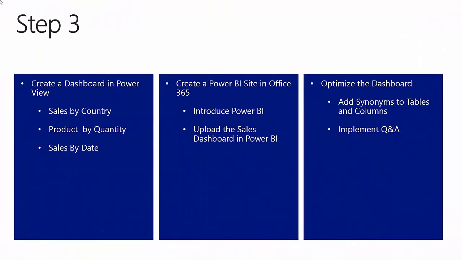In step 2, we had a look at how to create a Power BI site in Office 365, where we uploaded and enabled our dashboard in Microsoft Power BI for Office 365. Now in step 3, we are going to optimize our dashboard. We are going to implement and add synonyms to tables and columns. So we are ready to then implement Q&A, and that will enable us to ask some questions and get back some answers from Power BI.